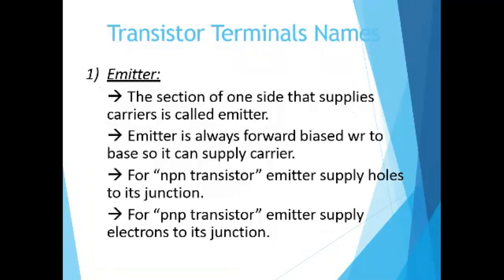What is the function of the emitter? The section on one side that supplies carriers is called the emitter. The emitter is always forward biased with respect to the base. It can supply carriers. For an NPN transistor, the emitter supplies electrons to its junction. For a PNP transistor, the emitter supplies holes to its junction. So this is the function of the emitter.